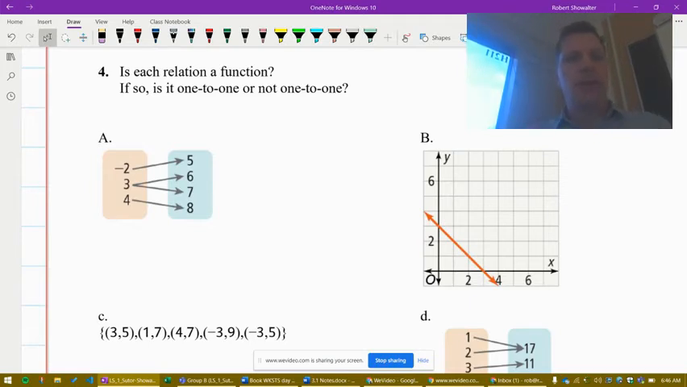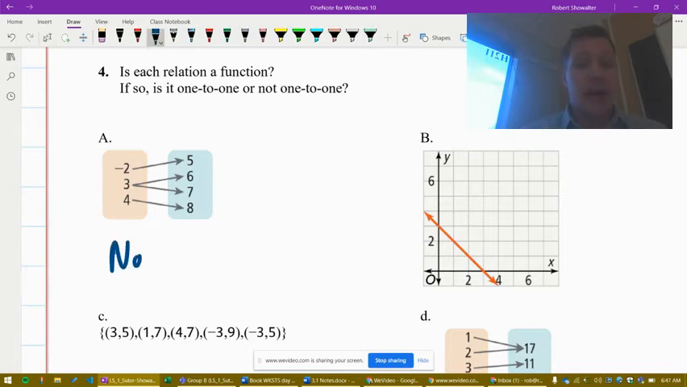Okay, so let's look at this. Are these functions? Are they one-to-one? For A, we have a mapping where the inputs are on the left and the outputs are on the right. For each one of those numbers on the left, do they go to just one number on the right? If that's true, we consider it a function. If that is not true, we can consider that to not be a function.